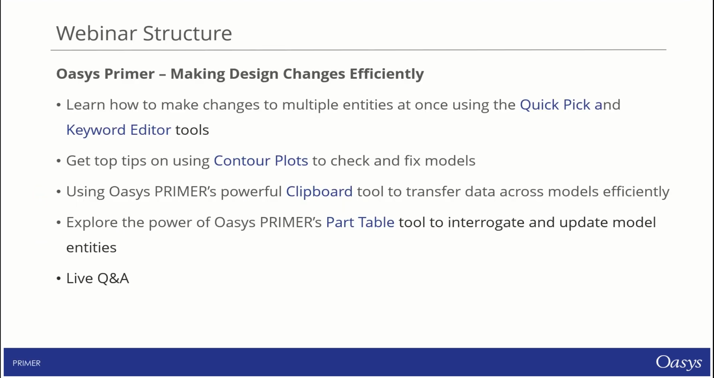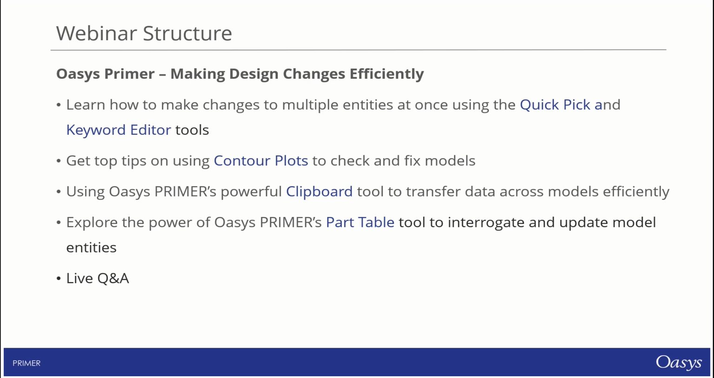So a bit about today's webinar structure. First and foremost, we'll learn how to make changes to multiple entities at once by combining the use of the Quick Pick menu and also the Keyword Editor tool. At the same time, when we're making lots of changes to our models, it's imperative that we check our models and fix them before running our analysis. So I'm going to give everyone some top tips of using the contour plots as well, how we can manipulate the data to use that and check and fix our models.